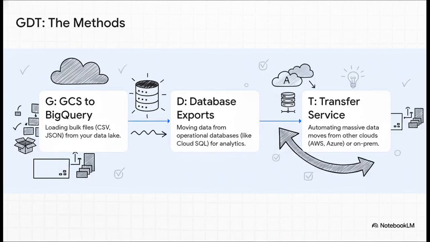So let's break down our GDT mnemonic. First up, G is for GCS to BigQuery. This is the absolute classic pattern. You've got massive CSV or JSON files sitting in your data lake on Google Cloud Storage, and you just load them straight into BigQuery. Easy. Next, D is for database exports. So imagine your live application runs on something like Cloud SQL. You can't run your big, heavy analytics queries on that without slowing everything down. So what do you do? You export the data, maybe nightly, into BigQuery. And finally, T stands for the transfer service. This is your go-to tool when you need to move colossal amounts of data from other clouds like AWS S3 or even from your own on-prem data centers. So remember, GDT, great data transfer.